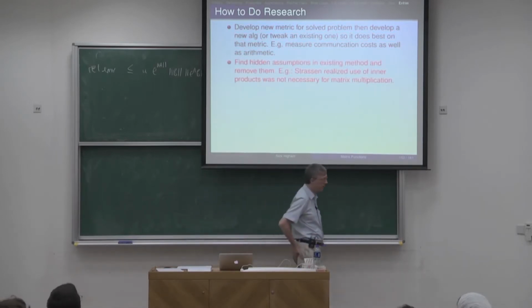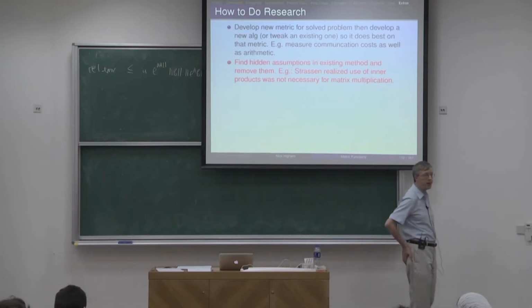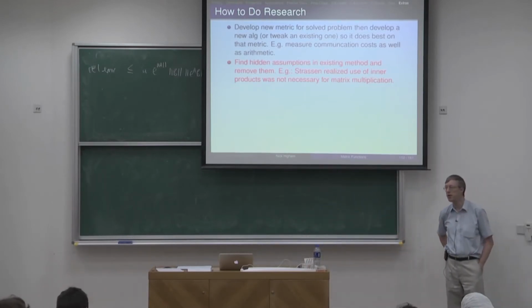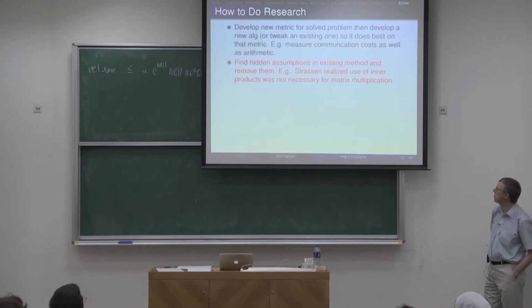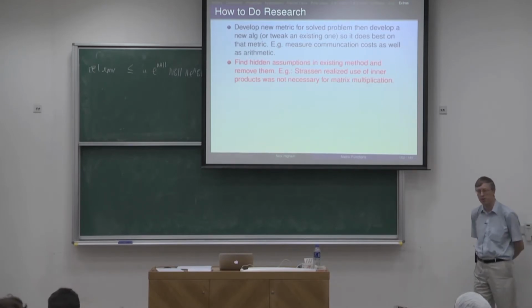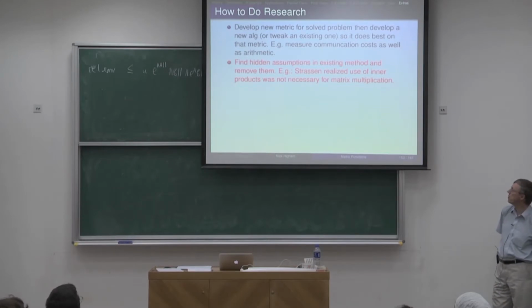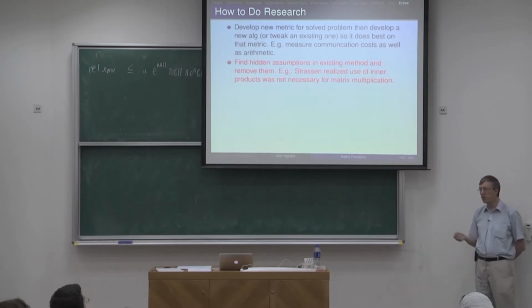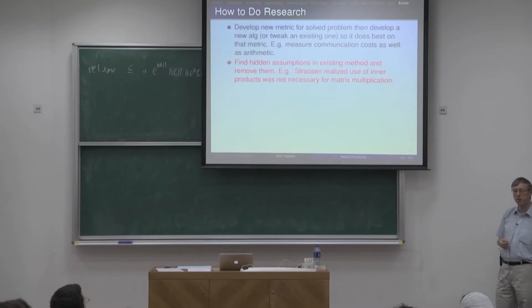Sometimes you can spot assumptions that people have made that aren't really necessary. And a classic example is Strassen's method for fast matrix multiplication, published in 1968. So he showed that you can multiply two n by n matrices in order n to the log 2 7 operations. So that's n to the power 2.81, as opposed to n cubed, which is the usual cost if you do matrix multiplication rows times columns in the usual definition.